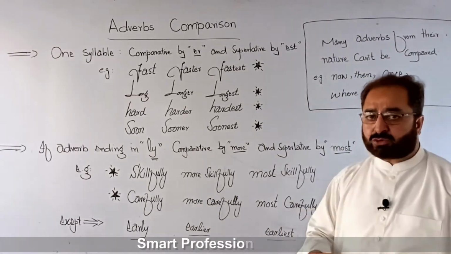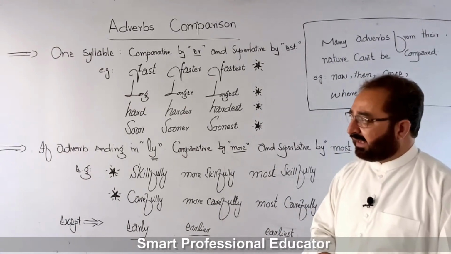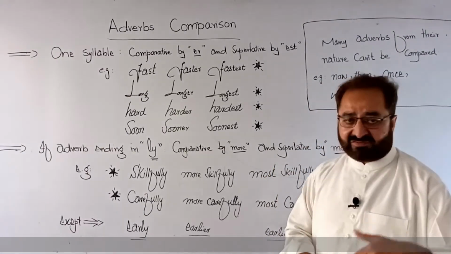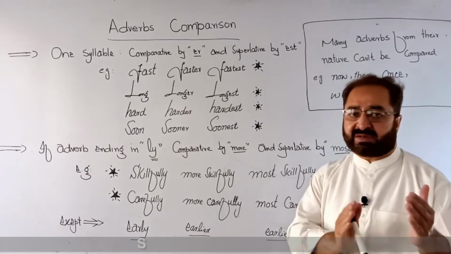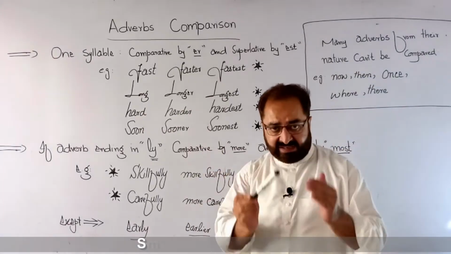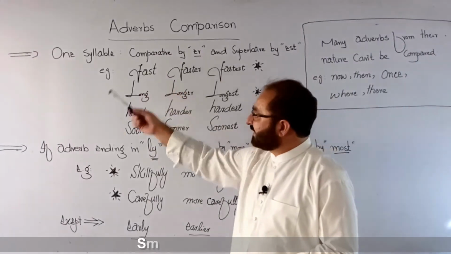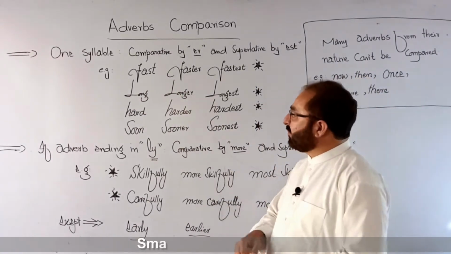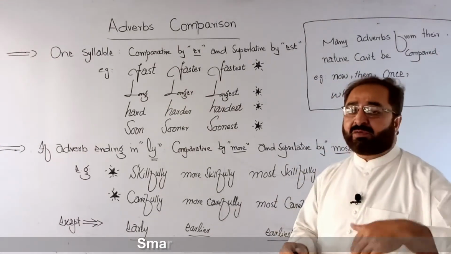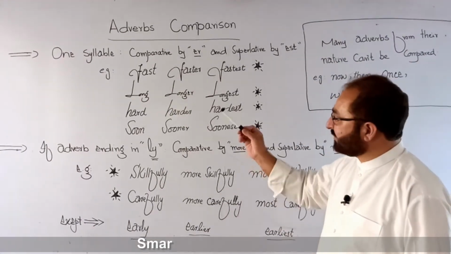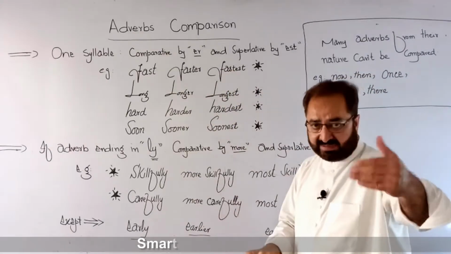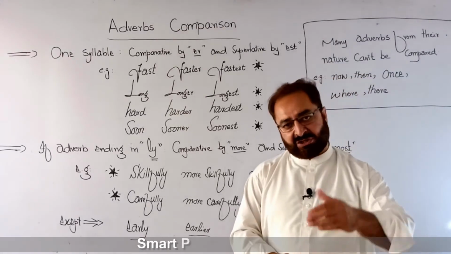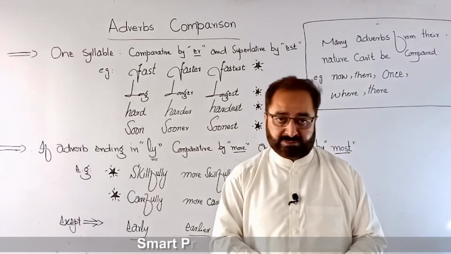Now, how can we use the degrees of comparison for adverbs in a sentence? If the adverb is one syllable, then we make the comparative degree of the adverb by adding er to the end of the adverb, and the superlative degree by adding est to the end of the adverb.